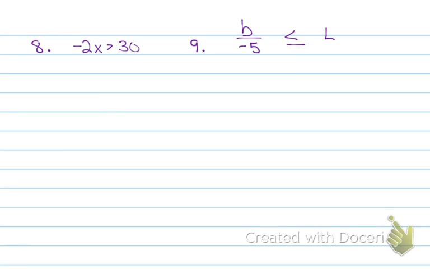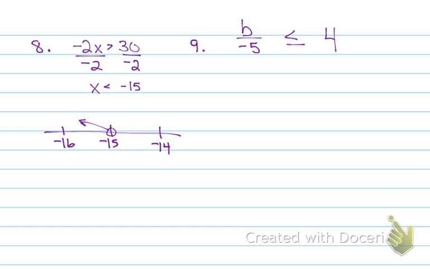We're going to do 3 problems on this slide. What do I do to both sides on number 8? Divide both sides by negative 2. And because you divided by a negative number that was connected to x through multiplication or division, you reverse the inequality. And now it's less than and your arrow goes left. Did you guys get that right?